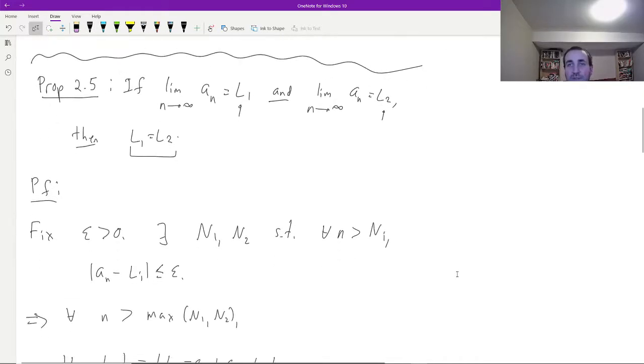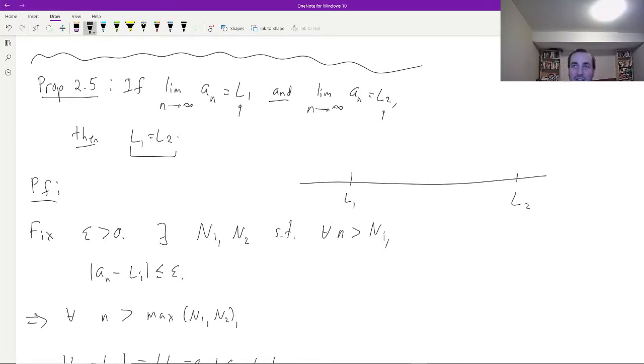So how do I prove something along those lines? Well, before I do the algebra, let's draw the picture. What would that look like? I have some number L1 here and some number L2 there. And even if the numbers are very close, of course, I can zoom in so that they look far apart. And if a_n was converging to both of them, what would have to happen?